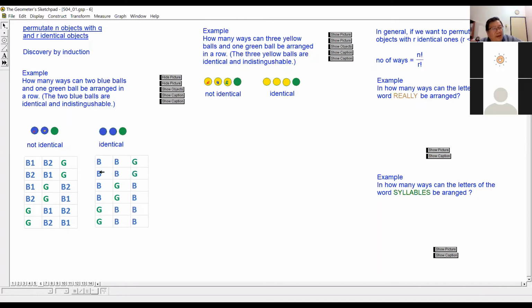However, when I remove the 1 and 2, I have BBG. When I remove the 2 and the 1, I have BBG. So BBG and BBG, are they the same or not? Because the two blue balls, I cannot distinguish them from one another. So this BBG and BBG is the same. Whereas when they are not identical, they are considered two different ways. But if they are identical, BBG, BBG, same. It is only one way. Any question?